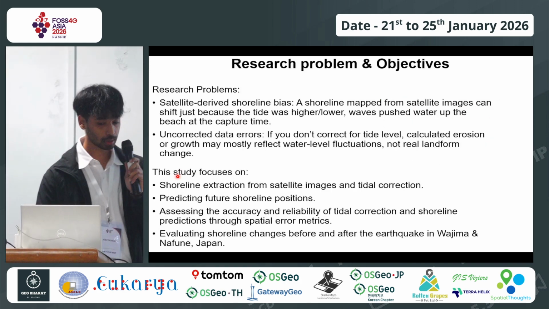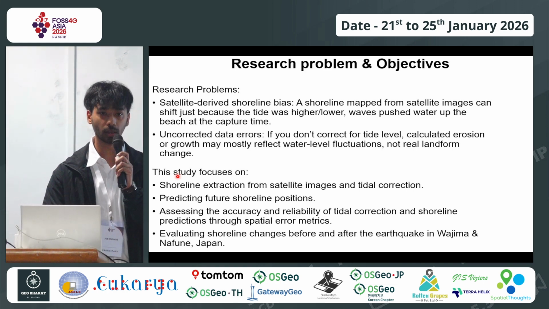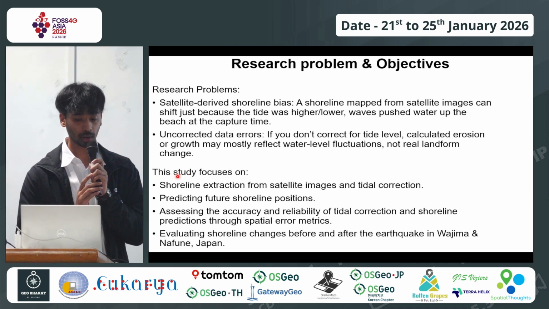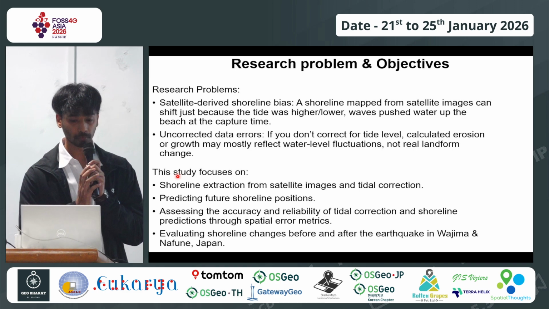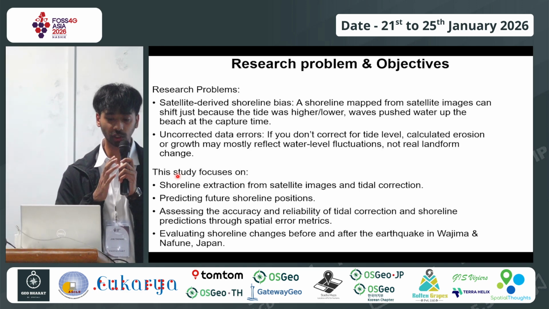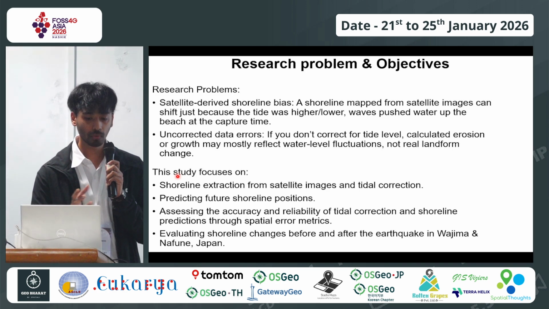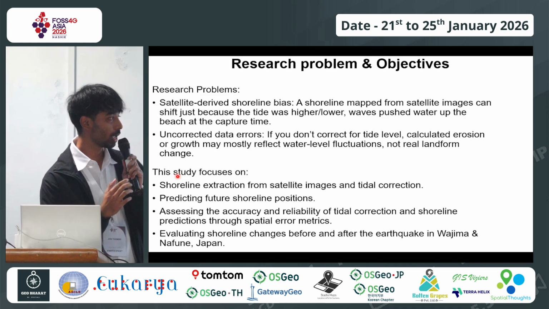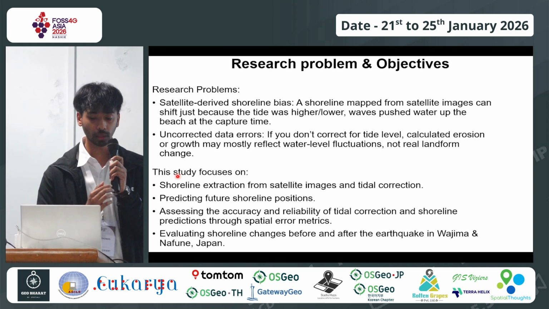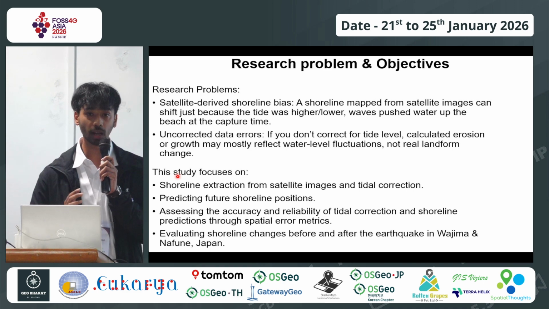The research problem and objective is that when a shoreline is derived from satellite, there are some biases inside it. These biases are tide, because of high tide, low tide, and waves which are pushed and pulled at the time of capture. These shifts are not captured by the satellite, so when these shorelines are extracted, they will have some uncorrected data errors. If we don't correct this error, what we'll be seeing when we calculate the erosion is only the water level fluctuation, not the real landform change.